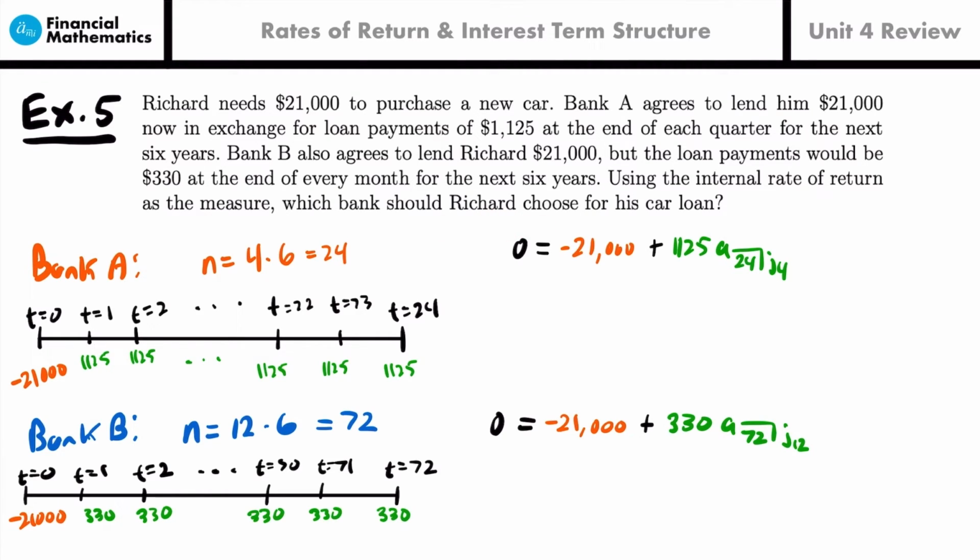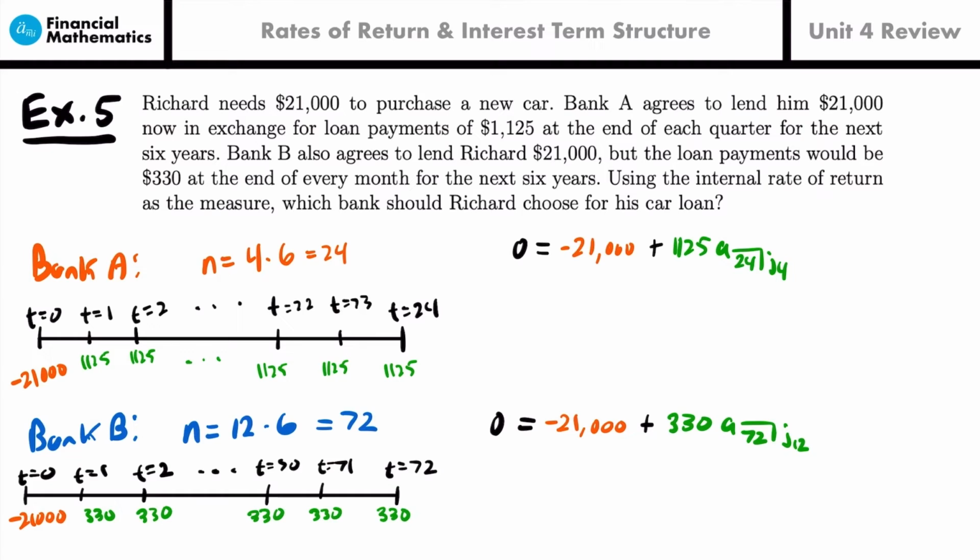Okay, now we'll worry about that in a little bit. For now, we need to actually solve for J sub 4 and J sub 12. And this is where doing things by hand might get a little bit tricky. I typically like to show you the algebra in these videos, but I am going to have to pull out a financial calculator in this case, because solving for an unknown interest rate in an annuity formula can be quite tricky. So it doesn't make sense for us to do that here. Let's just make use of a calculator that can do it for us.